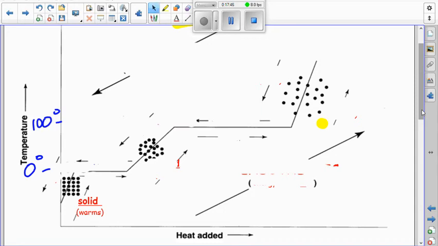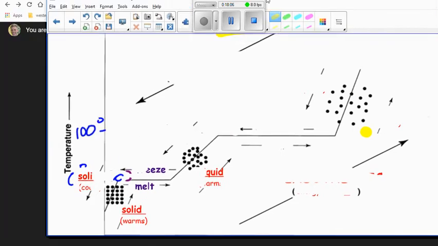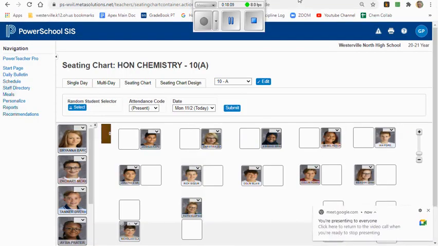The moment right here, the moment that you hit 0 degrees Celsius, the solid ice will start to melt. It will start to liquefy. And so that whole time when you're melting, the temperature is stuck.